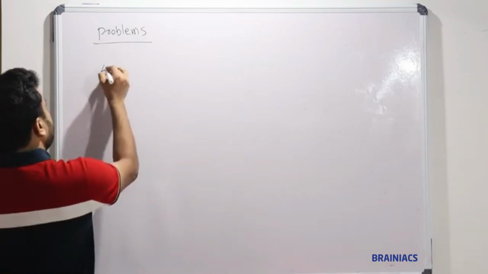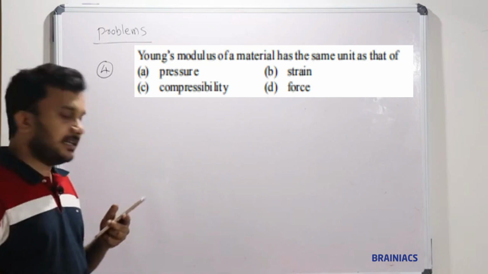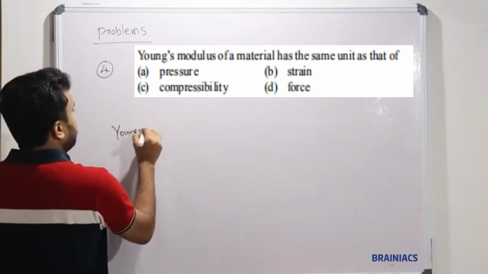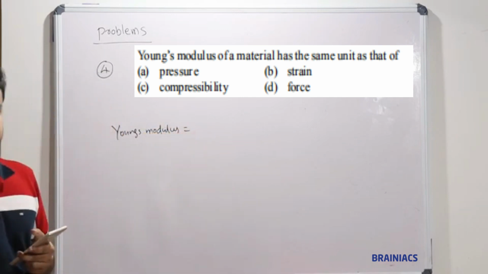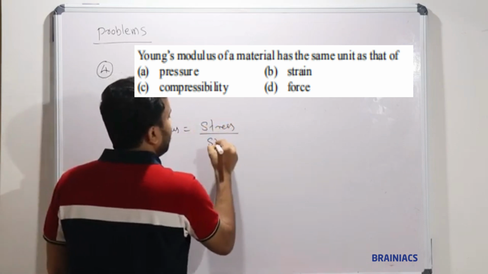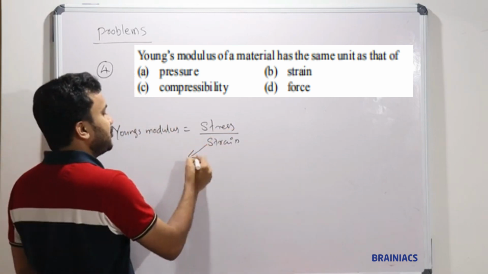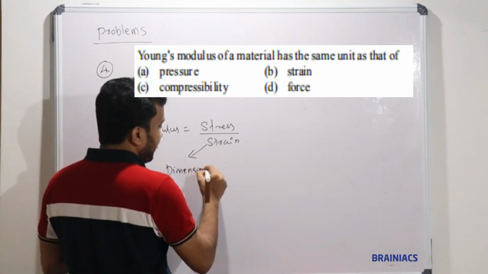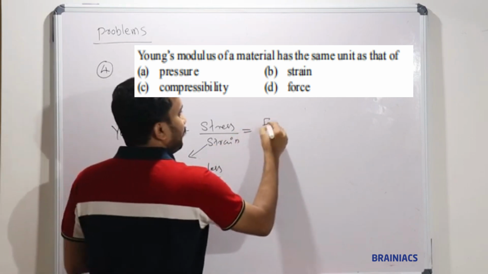Move to the next question. Question number 4. Young's modulus of the material has the same unit as that of. Young's modulus means what? This you will learn in the middle of your first year topic, properties of matter. You don't have to learn it by heart, but just remember it at the moment. Stress by strain. While I was taking the class itself, I told you strain is a dimensionless quantity. There is no dimension for strain.